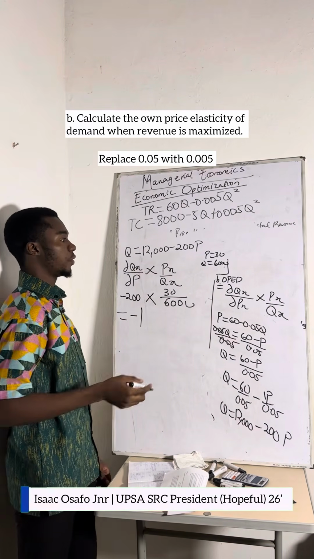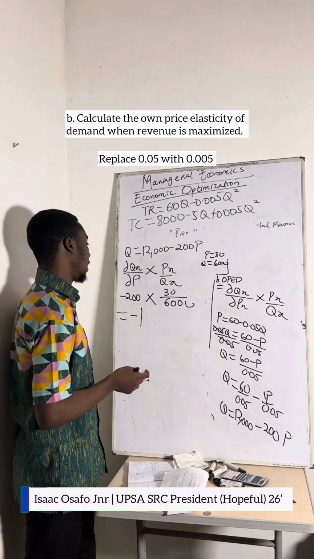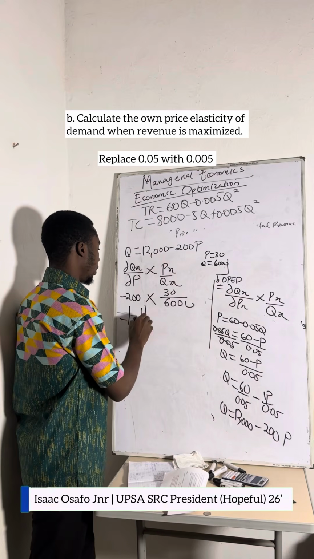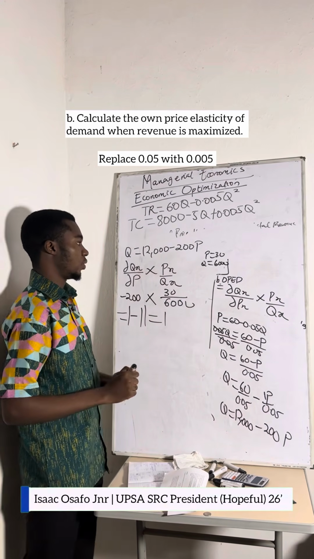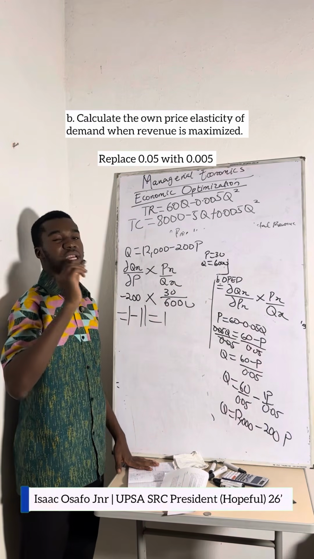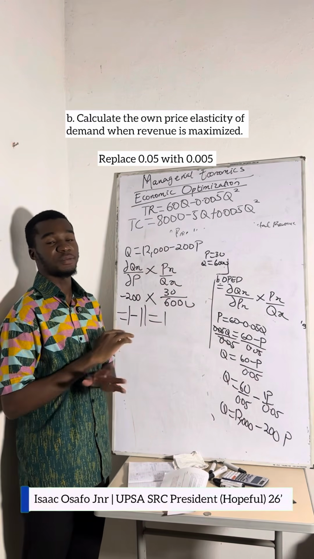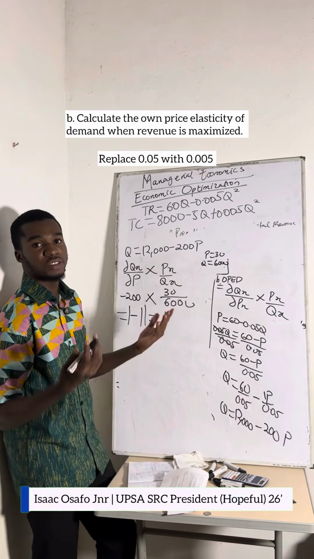But put it in your head, for price elasticity of demand or own price elasticity of demand, we always take the absolute value. So this will be positive 1. And anytime you get your own price elasticity of demand to be 1, it means that it is unitary elastic. Please don't forget these things. They are very important. You're not going to be given any formula for this, so you have to try and chill them.